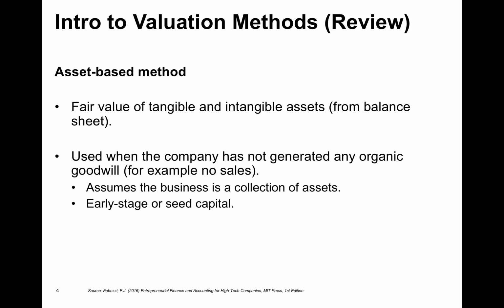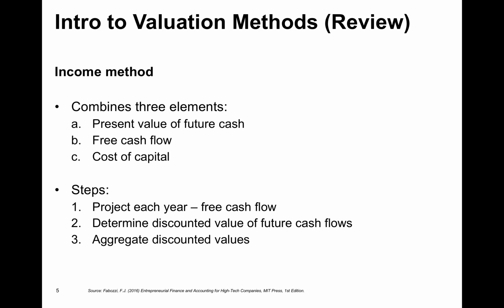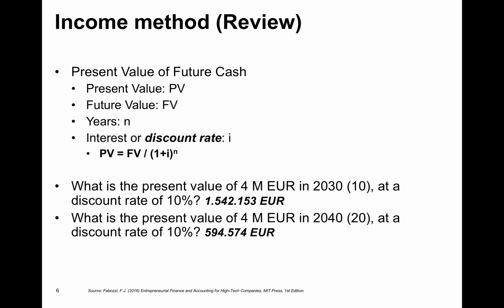Just a quick recap. Asset-based method, remember that it was this whole focus on tangible and intangible assets. Income method, remember that it combines those elements. It takes into account the value of future cash flows, then it looks at free cash flow, then it looks at how much we should pay to be able to generate those future cash flows. So the exchange that we are having with our shareholders or other stakeholders, like maybe debt holders, is what is captured by the cost of capital. And then finally, we put this across time to aggregate and get the present value of all these future cash flows.